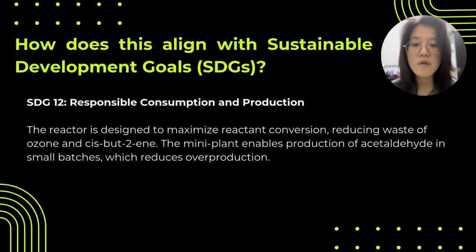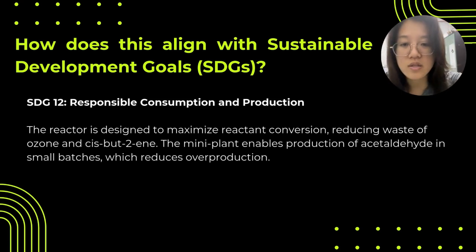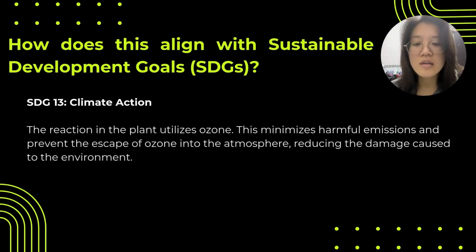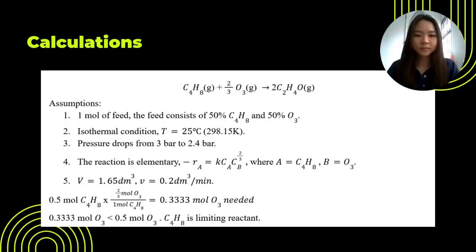For SDG 12, Responsible Consumption and Production, the reactor is designed to maximize reactant conversion, reducing waste of ozone and cis-butene. The mini plant enables production of acetaldehyde in small batches, which reduces overproduction. Last but not least is SDG 13, Climate Action. The reaction in the plant utilizes ozone. This minimizes harmful emissions and prevents the escape of ozone into the atmosphere, reducing the damage caused to the environment.